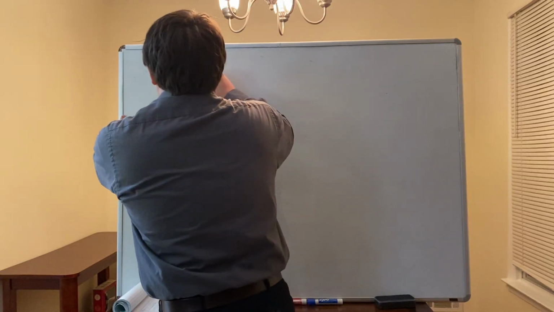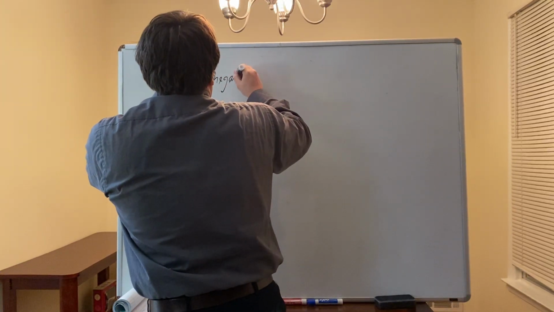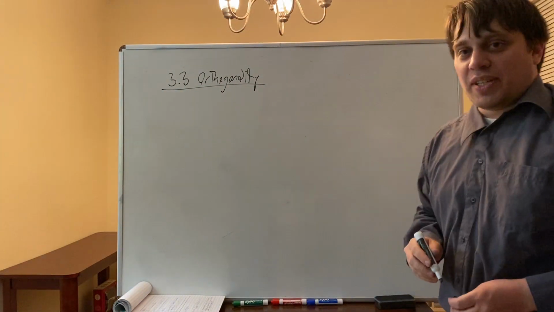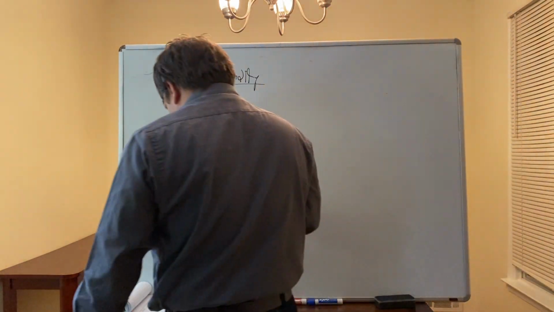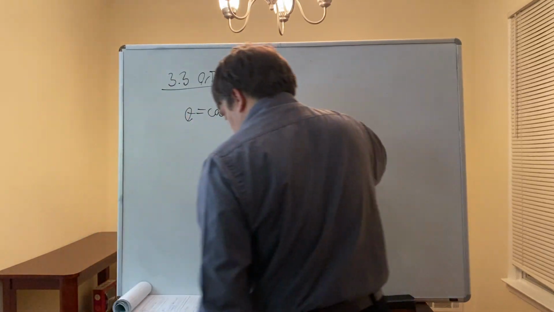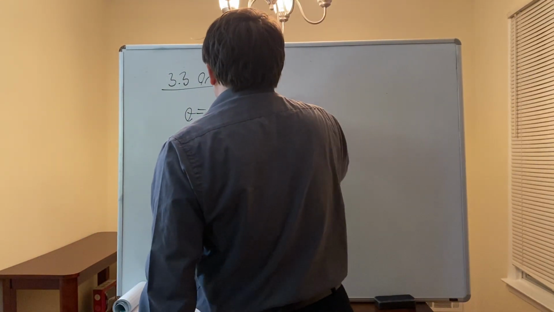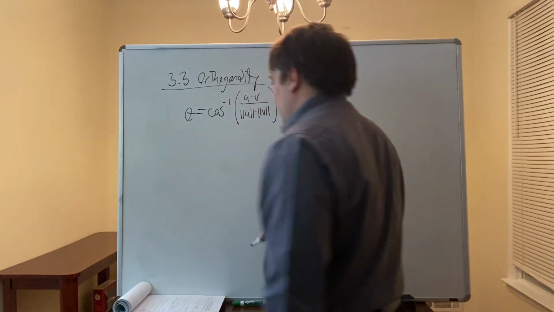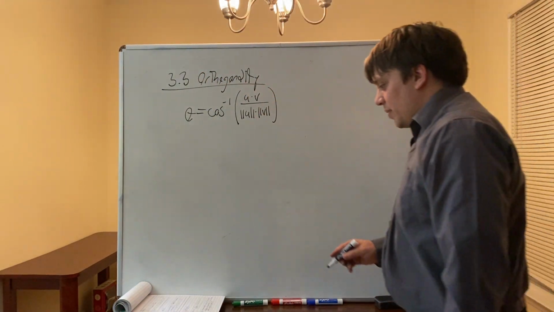Okay, 3.3 orthogonality. So 3.3 is on orthogonality. Theta is equal to cosine inverse of u dot v over the norm of u times the norm of v. So we're starting off with that.